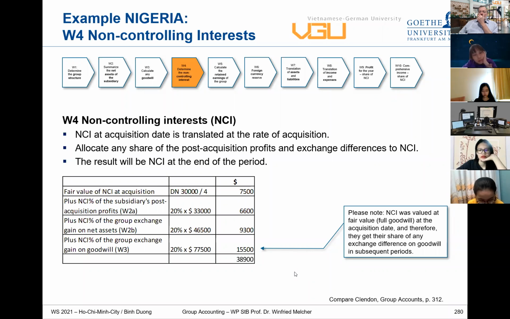Goodwill, of course, is full goodwill, and therefore the gain on goodwill will also be allocated to the NCI. If that was a normal goodwill based on proportionate net assets, then we would not show a gain in the foreign exchange rate on goodwill. We would not allocate that to NCI. But in this case, we will.